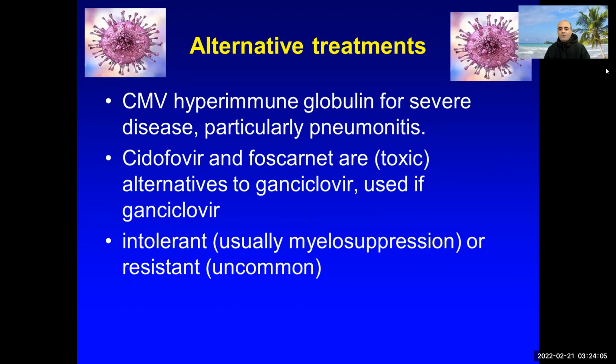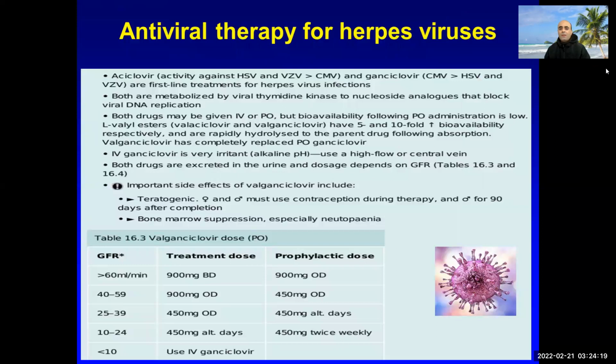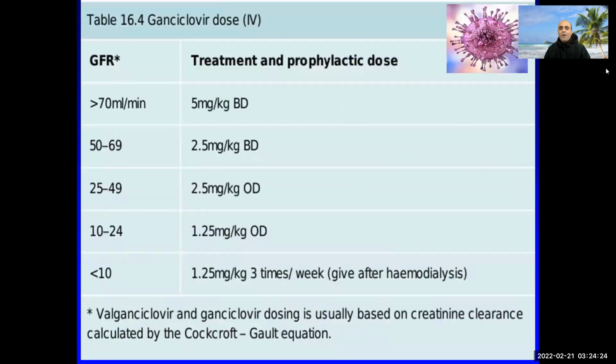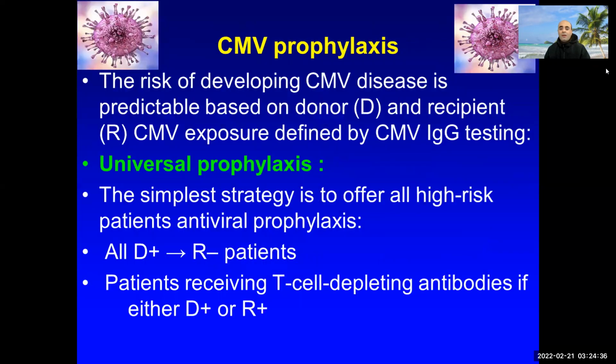CMV IVIG also for a patient with hypogammaglobulinemia. Foscarnet is a toxic alternative to ganciclovir, used if there is ganciclovir intolerance, usually myelosuppression, or resistance, which is uncommon. Then antiviral therapy for herpes virus and disease dose: ganciclovir dose is 5 milligram per kg, BID or OD according to creatinine GFR or creatinine clearance. CMV prophylaxis: the risk of developing CMV disease is predictable based on the donor and recipient CMV matching.